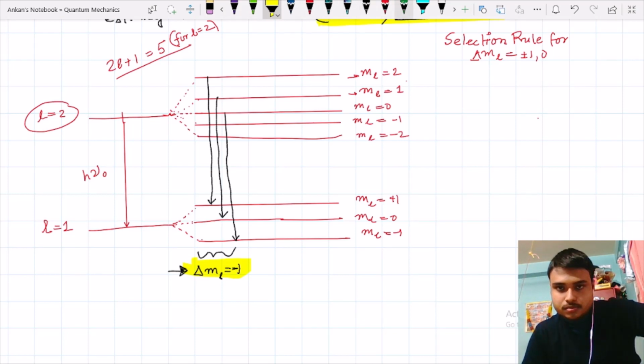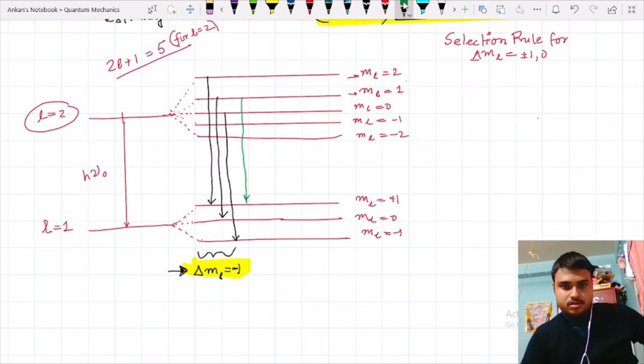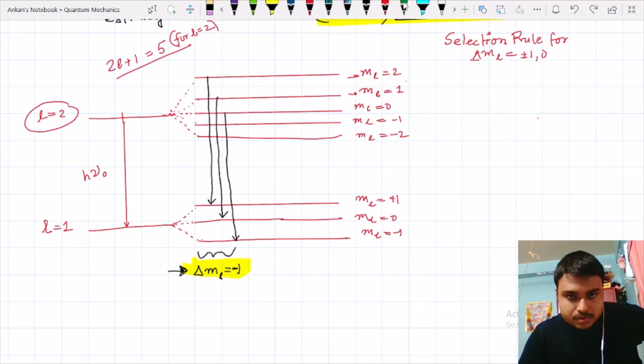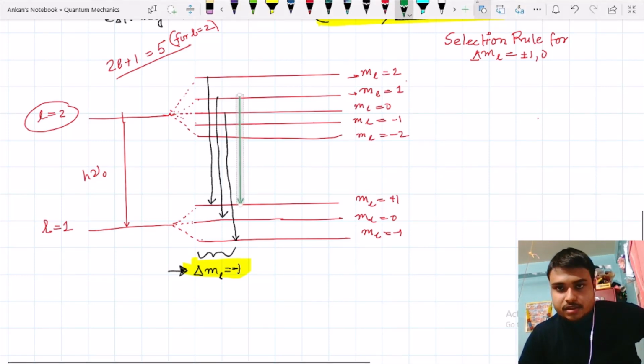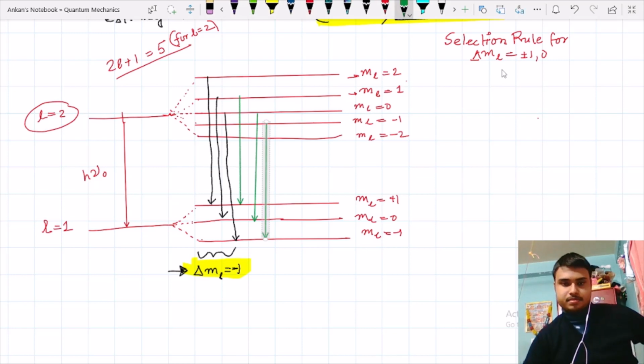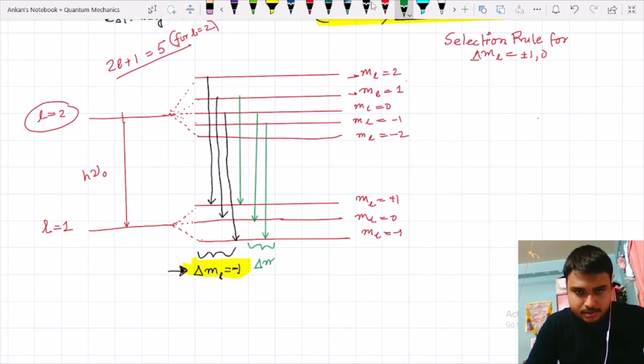Now okay, let us move on. So 1 to 1, these lines should be straight lines. Here digitally it is difficult to draw the straight line, but I am trying to make the graph very clean and clear. So like this, the spectral line should be straight, 0 to 0 and -1 to -1. So these three spectral lines are due to delta ml is 0.